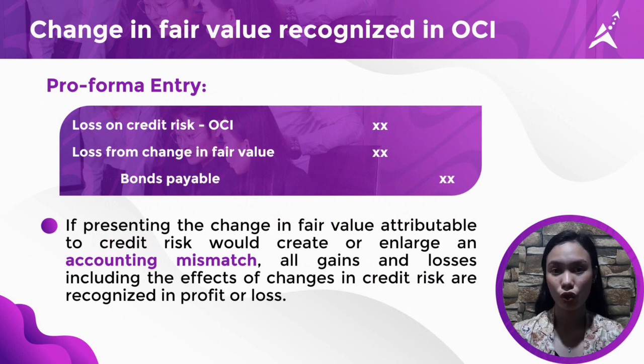But here is the exemption. In case na-determine mo yung credit risk and ipe-present mo sana siya sa OCI, kapag ginawa mo yon, there will be an accounting mismatch. You will not present that credit risk, but rather you will go back to the rule where it is in profit or loss, even if alam mo na pwede na siya sa OCI. If you present the difference in OCI and the effect on the profit or loss is material, that's the scenario where there is an accounting mismatch.